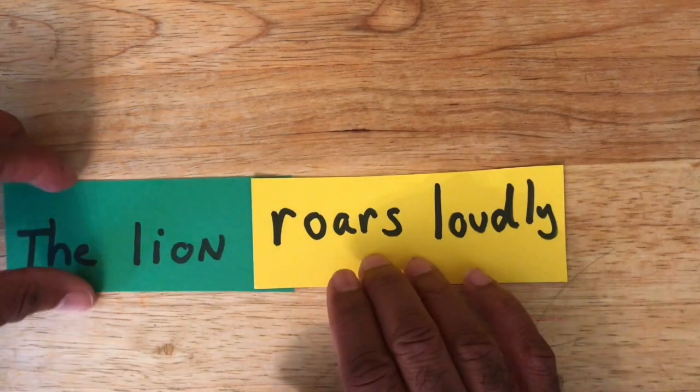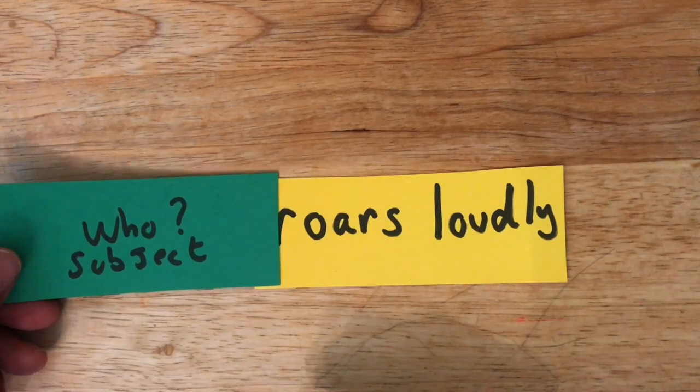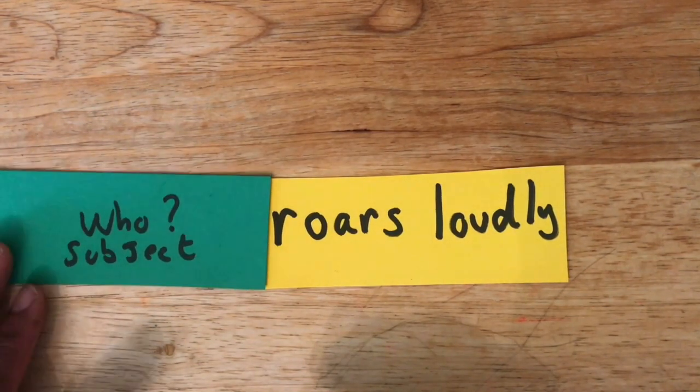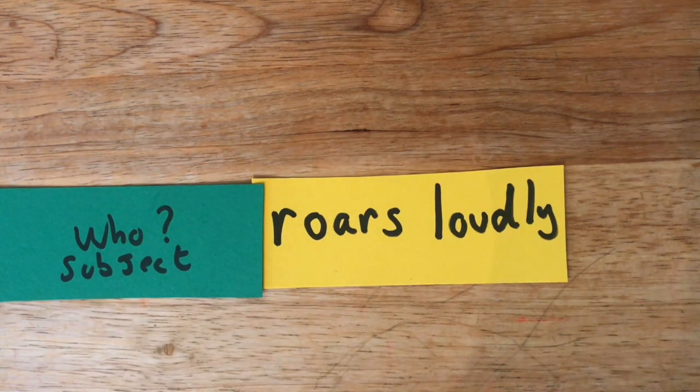Well, what was missing? We didn't know who we were talking about. Who roars loudly? We were missing a subject. Now we have our subject. We know who or what we're talking about. The subject of the sentence is who or what we're talking about.